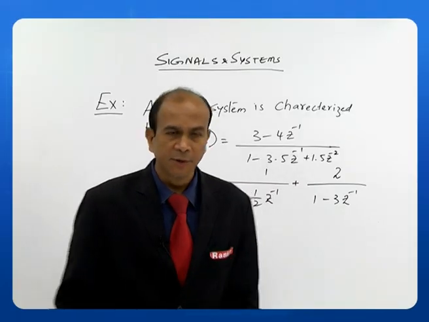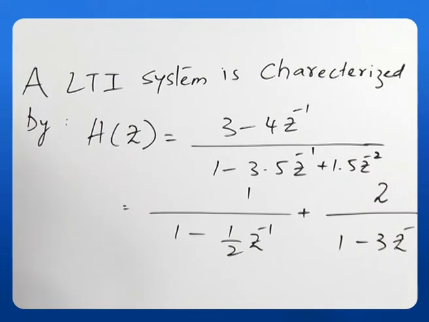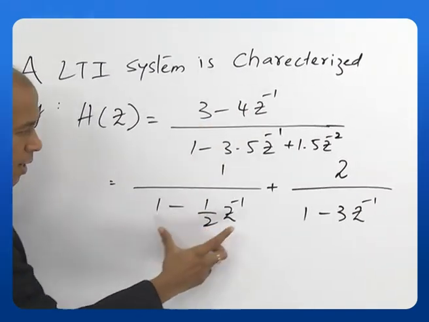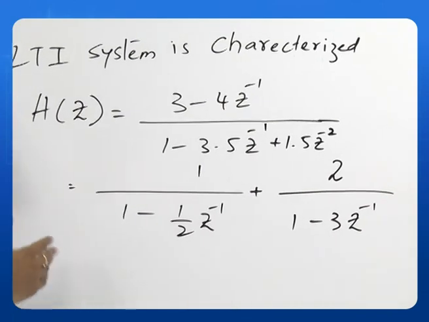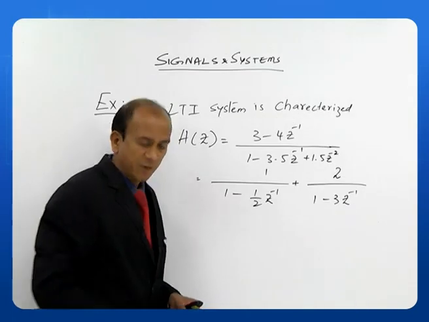Let us see an example today. An LTI system is characterized by H of z, which is given. The transfer function is given, and we have broken this up into different partial fractions. So, we can find out what the zeros and poles are from this equation.